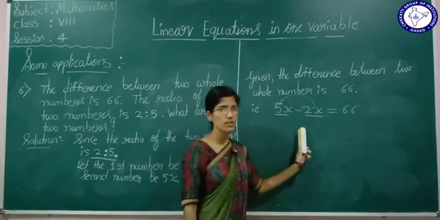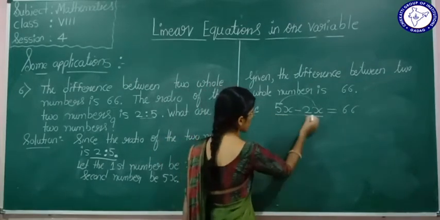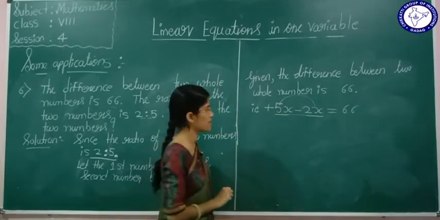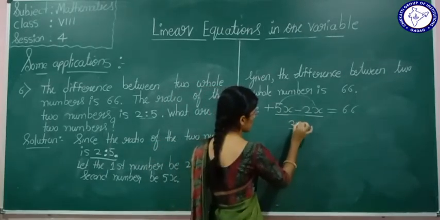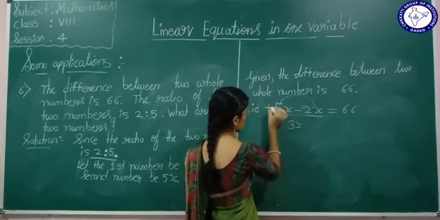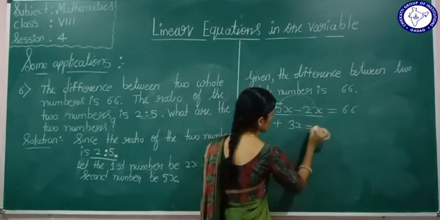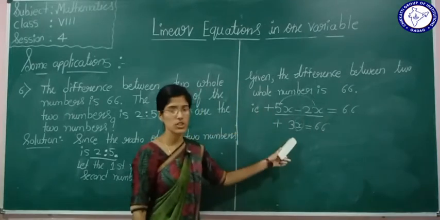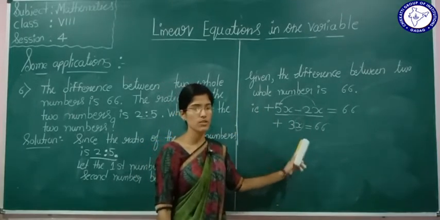Now we will solve this equation. See here, what is 5x minus 2x? 5 minus 2 is 3x, and 5 is the bigger number here, so it has the plus sign. 3x is equal to 66. Now you know how to solve this linear equation in one variable.